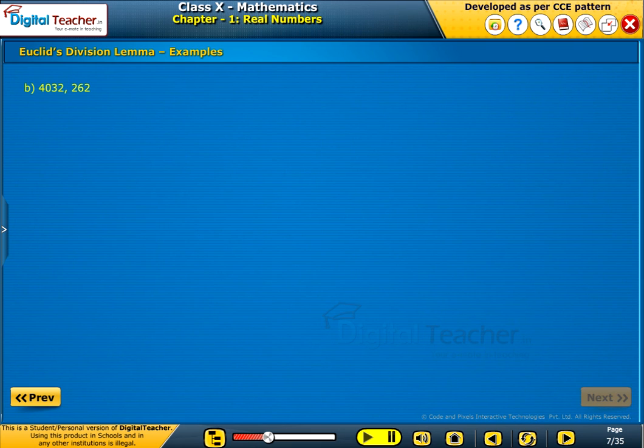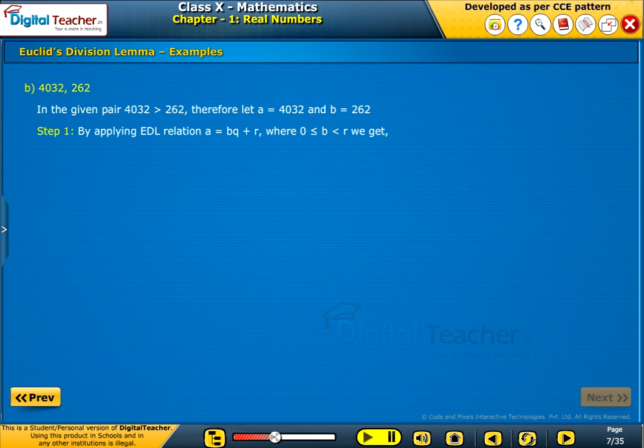In the given pair, 4032 is greater than 262. Therefore, let A equal 4032 and B equal 262. Step 1: By applying Euclid's division lemma, A equals BQ plus R, where 0 is less than or equal to R less than B, we get as shown.